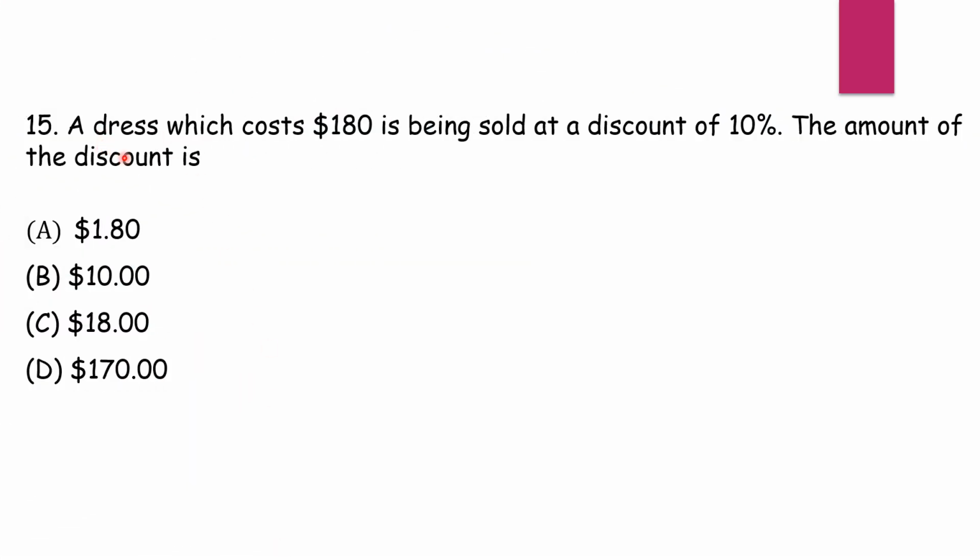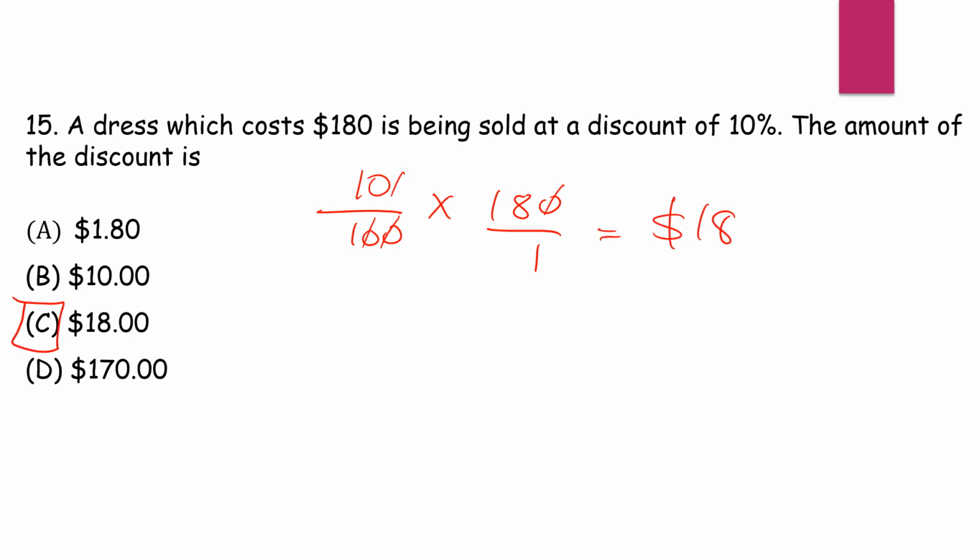Question 15. A dress which costs $180 is being sold at a discount of 10%. The amount of the discount is, so you just write 10 over 100 times 180 over 1. We're going to take off the zeros, and that is going to give us $18. So the answer is C.